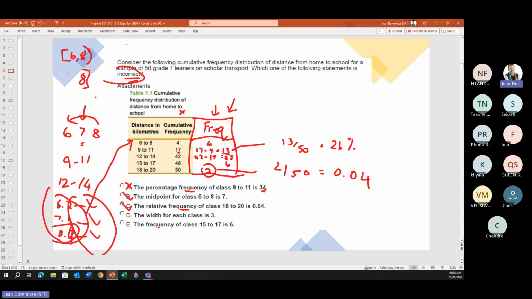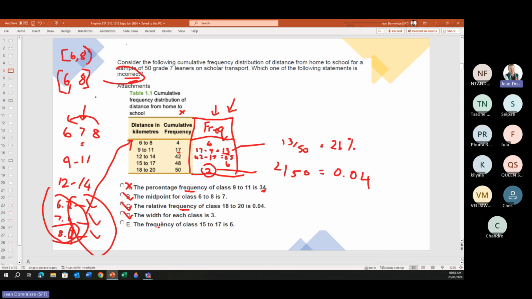Okay, so if it was 6 up until 8, so 8 was the last one, 8.00001 would fall into the next category, then it would have been a different class width. But in this instance, we take all the numbers of 6, we take all the numbers of 7, we take all the numbers of 8. Okay.